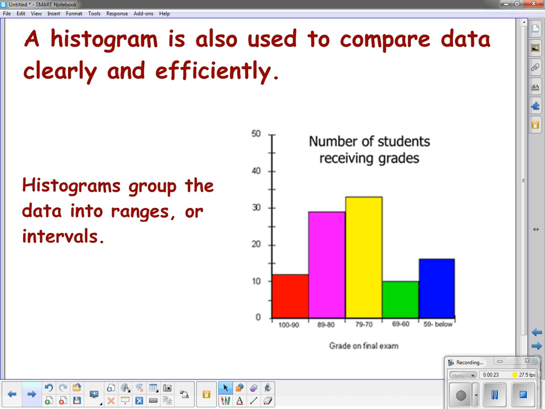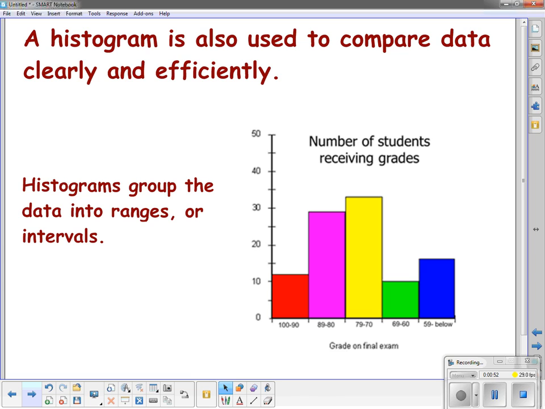A histogram is also used to compare data clearly and efficiently. For example, when we look at the number of students receiving grades, we can quickly see that the most students received between a 70 and a 79 for their grade, which is the yellow bar. We realize that it's the most students because the bar goes the highest. Histograms are good at grouping the data into ranges or intervals.